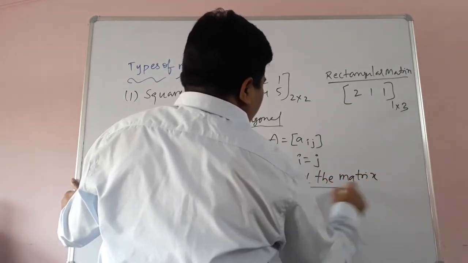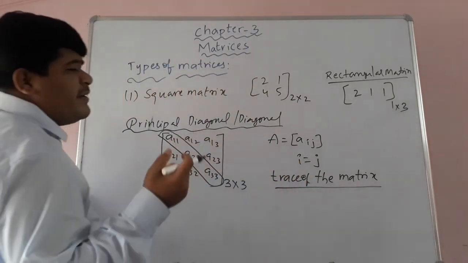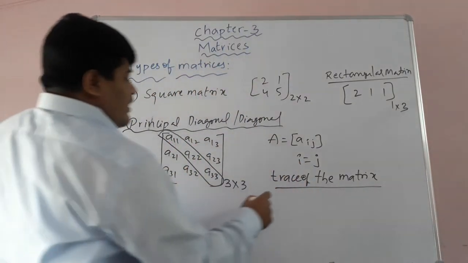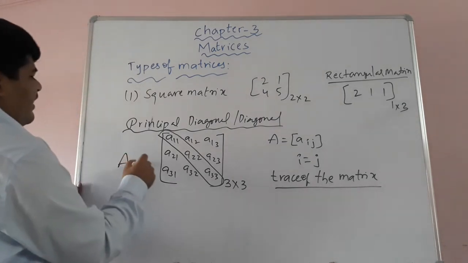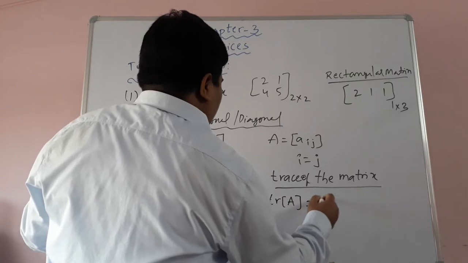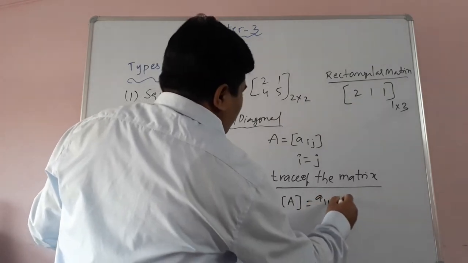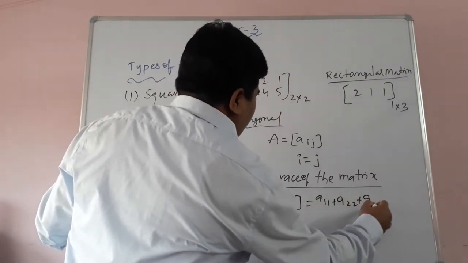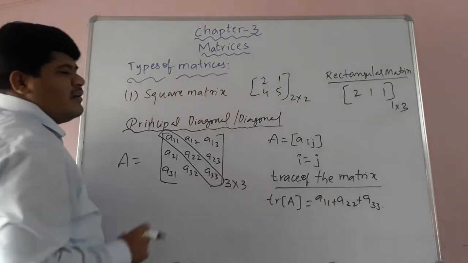What is the trace of the matrix, children? The sum of the principal diagonal elements is called the trace of the matrix. If this matrix's name is A, then we can write it as tr(A), the trace of A, is equal to a11 plus a22 plus a33. Okay, children, this is the trace of the matrix.